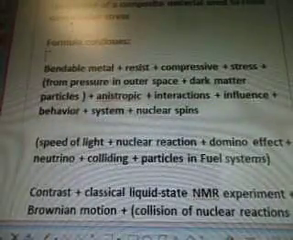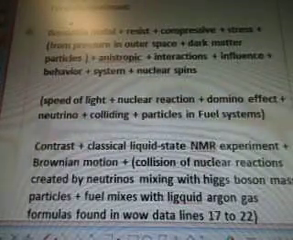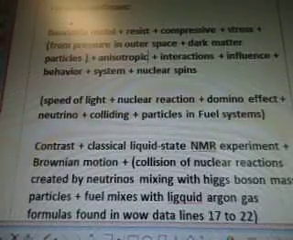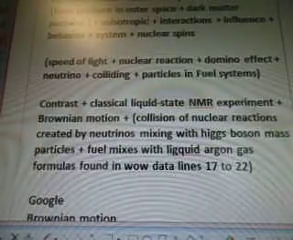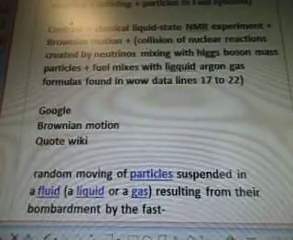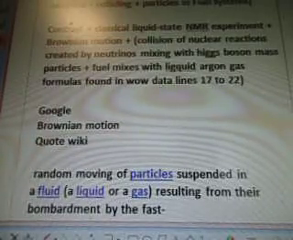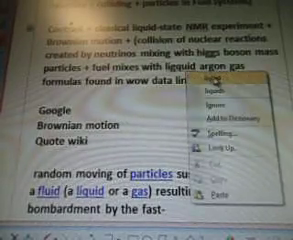Bendable metal resists compressive stress from pressure in outer space, add dark matter particles. Anisotropic interactions influence behavior, system, nuclear spins. Speed of light, nuclear reaction, domino effect, neutrino colliding particles in fuel systems. Contrast, classical liquid-state NMR experiment, Brownian motion, collision of nuclear reactions created by neutrinos, mixing with Higgs boson mass particles. Fuel mixes with liquid argon gas.